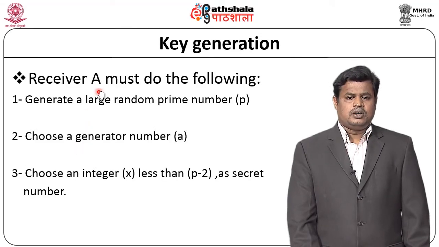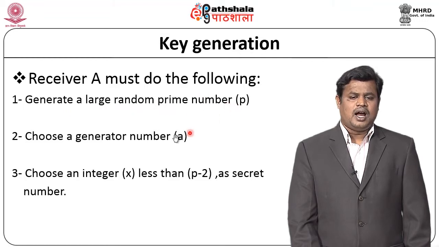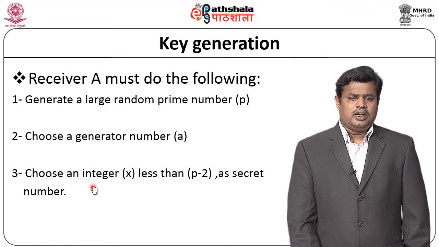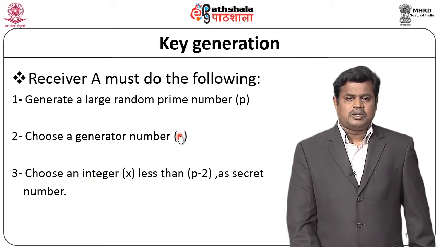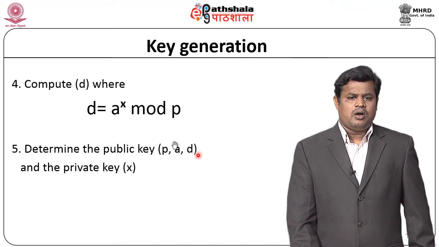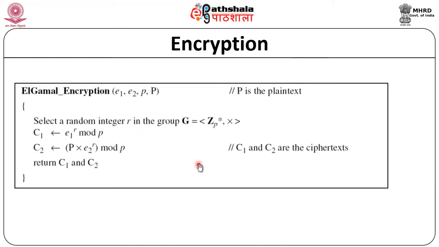So A must do the following: generate a large prime number P and a generator A and they have to choose the secret. So these steps are the same as the previous algorithm, then they have to go for computing D where X is your private key like in your previous case. After that they have to go for the encryption process.